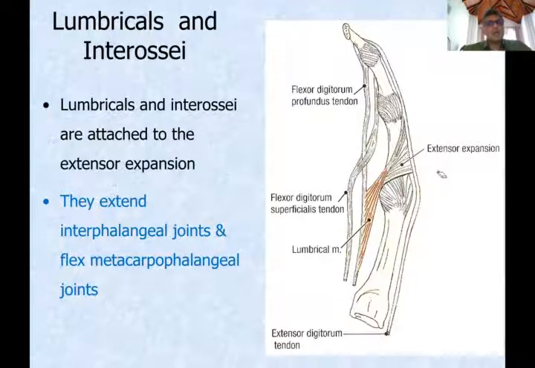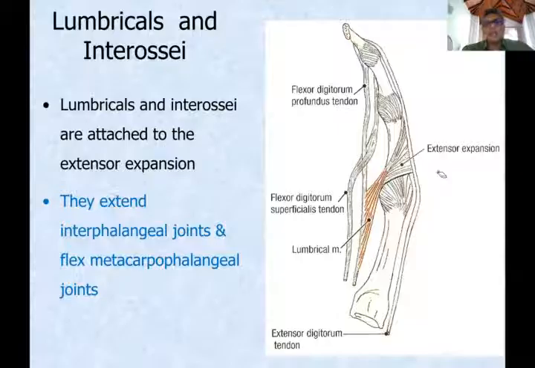Then a few points about lumbricals and interossei. Lumbricals and interossei, they are intrinsic muscles of the hand, together with thenar muscles and hypothenar muscles and adductor pollicis. These are also intrinsic muscles of the hand. What you mean by intrinsic muscles is that the origin and insertion of these muscles lie within the perimeters of the hand. Extrinsic muscles, they have the origin outside the hand, insertion inside the hand. All long flexors and extensors are examples of extrinsic muscles of the hand.